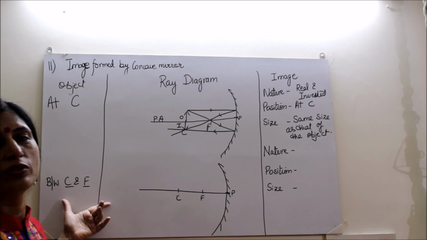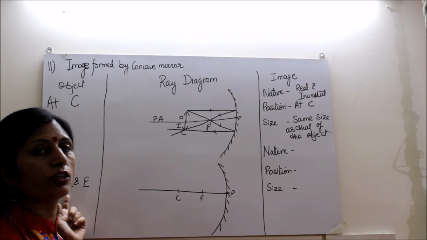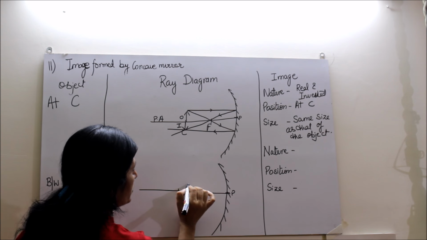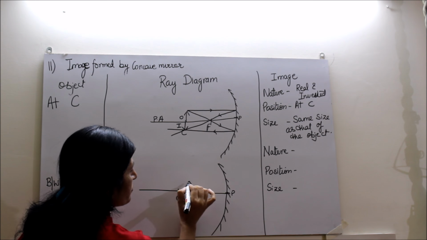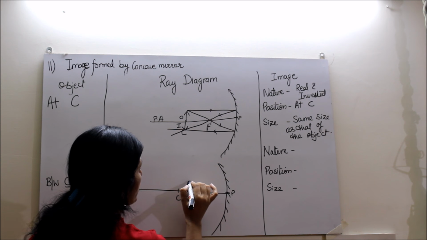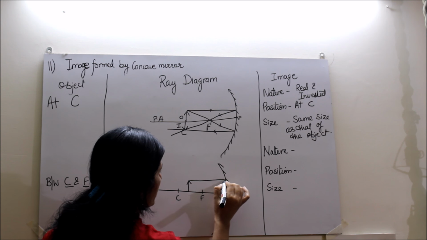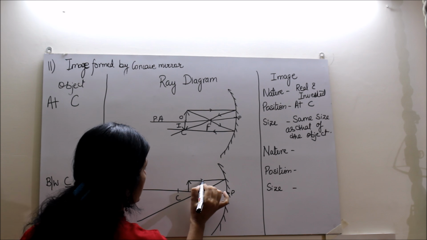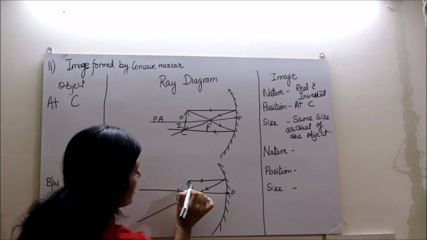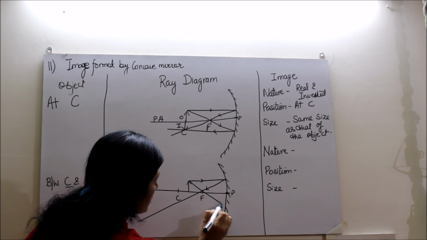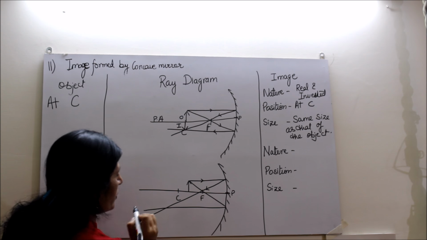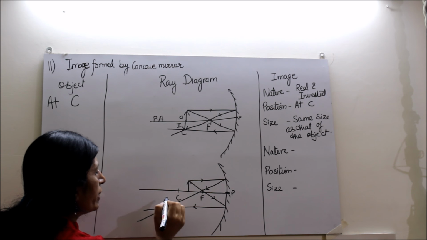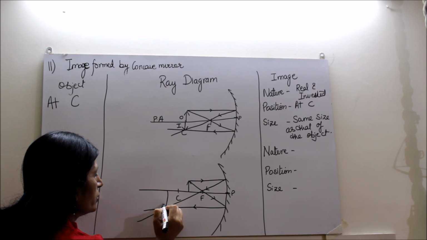When the object is placed between C and F, C means center of curvature and F means the focus point. So when the object is placed between C and F, apply any two rules. Those two rules are: any ray parallel to the principal axis after reflection will pass through focus. Let us apply the arrows also here. Any ray passing through focus after reflection will get parallel to the principal axis.